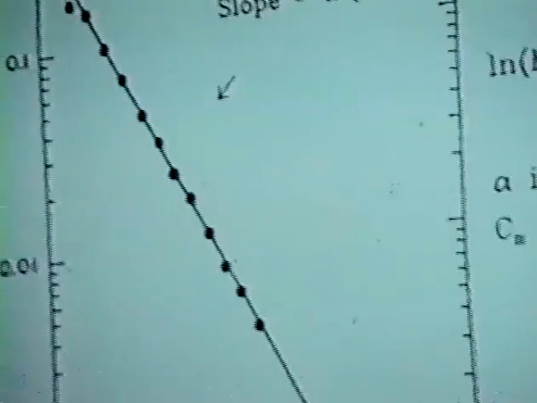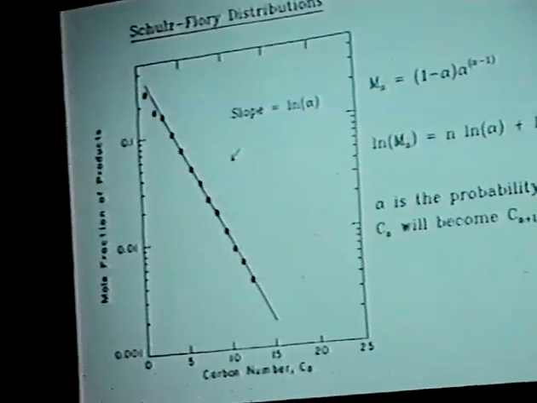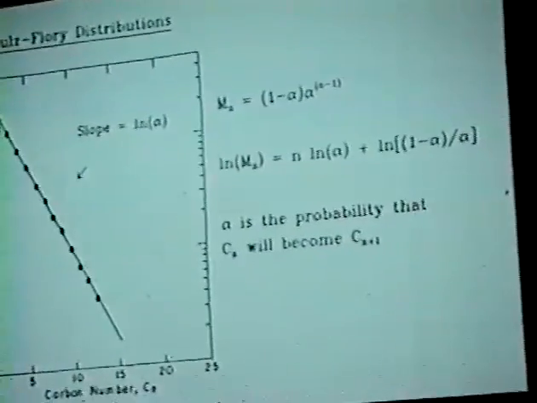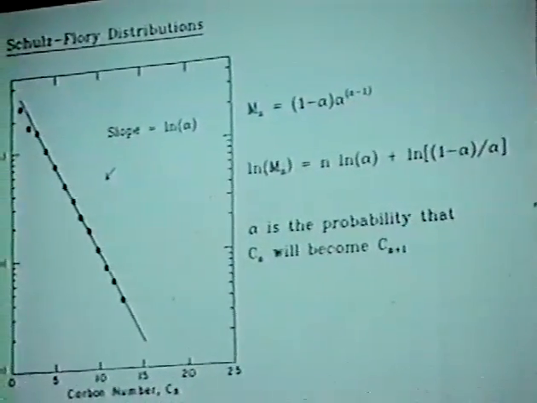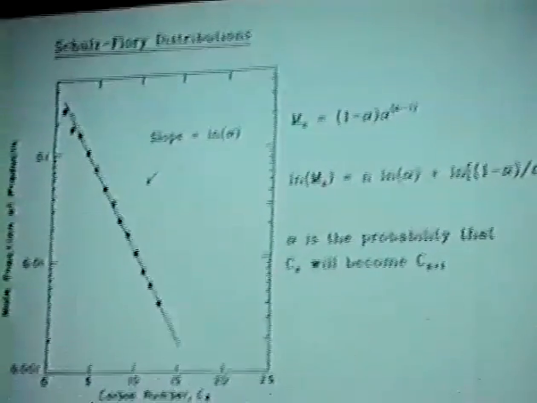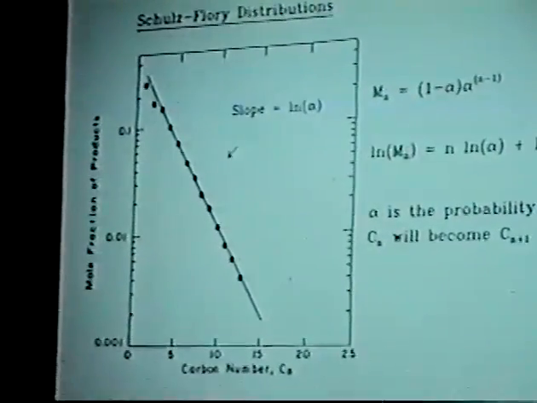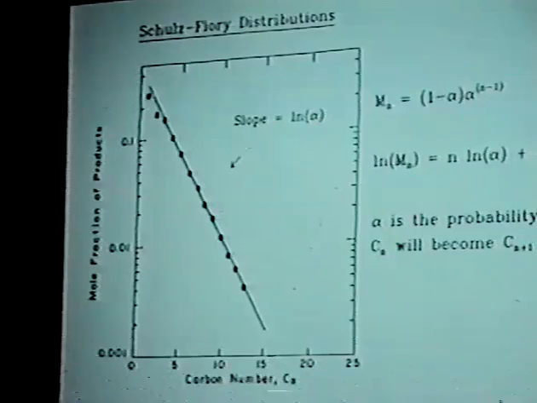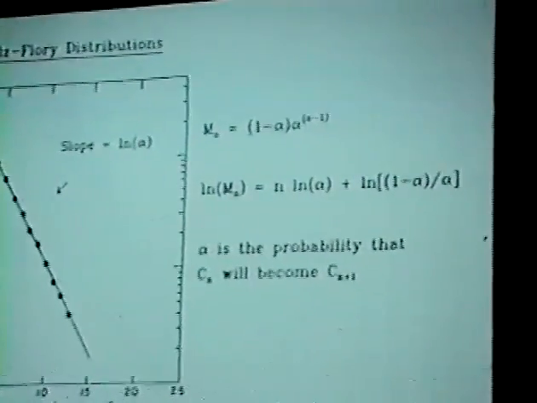Okay. The Schultz-Flory distribution is given by the equation shown on this slide. M sub n are the mole fractions of products at carbon number n, and the parameter alpha here is our chain growth probability. What this really represents is the likelihood that a chain, say 4 carbons long on the surface of the catalyst, will go on to become 5 carbons long instead of desorbing as a product.